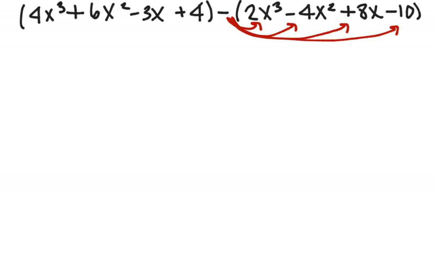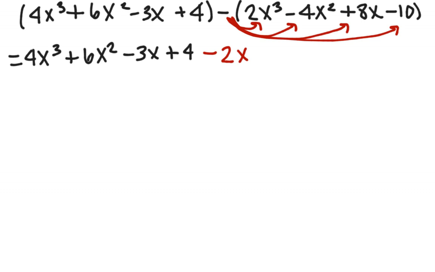For some of you, you may actually find it helpful to write out your first parentheses again as is, 4x cubed plus 6x squared minus 3x plus 4. And then distribute that minus sign. So we would now have a minus 2x to the third instead of positive 2x to the third. We would have plus 4x squared instead of minus 4x squared, a minus 8x instead of a plus 8x, and a plus 10 instead of a minus 10.